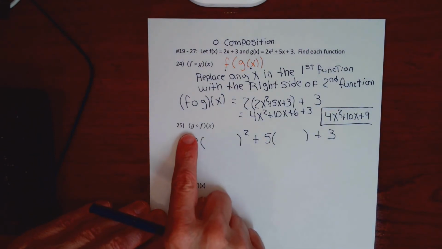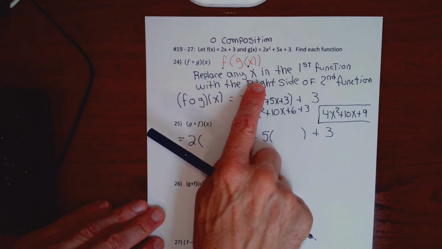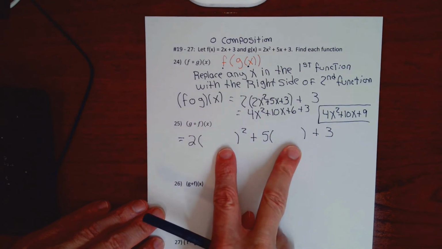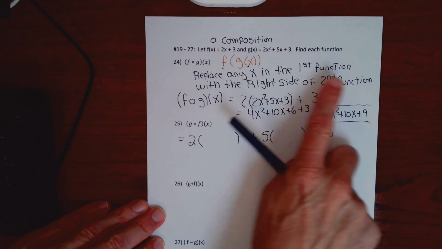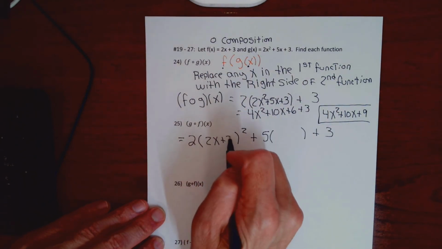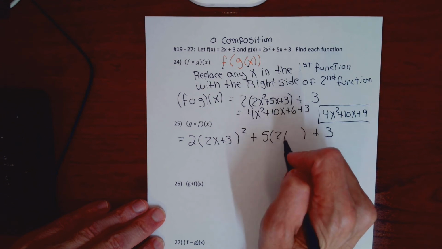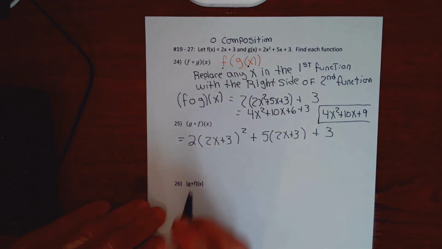and replace it with the second function that's mentioned. So in this case, the first function that's mentioned is g. On the right side, it has two x's. I'm going to replace both x's in the first function that's mentioned, g, with the right side of the second function that's mentioned, f. Both x's need to be replaced. This is disgusting, but let me get through this.